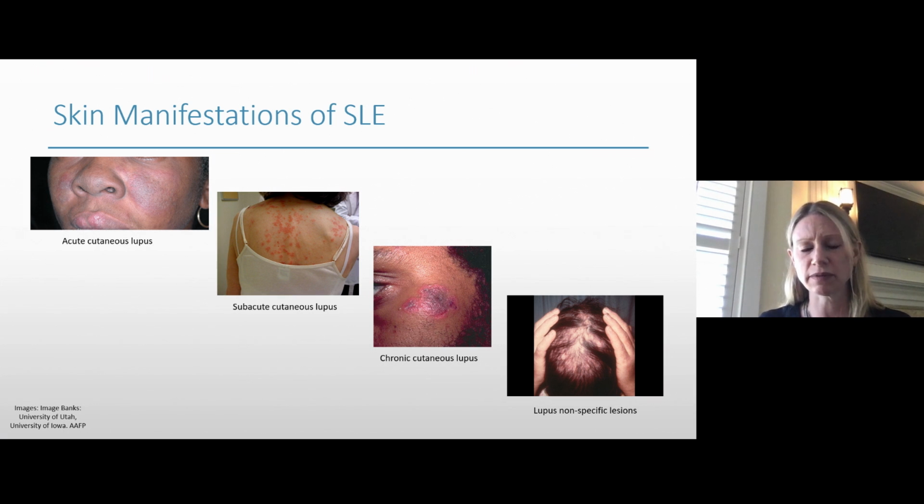So skin manifestations of lupus, we're not going to go through this in great detail, but what we just saw was an example of a malar rash, which is an example of acute cutaneous lupus. There's also subacute cutaneous lupus. This is associated with SSA and SSB antibodies. This is a classic presentation of subacute cutaneous lupus. And then chronic cutaneous lupus, you see over here in the third image, the classic manifestation of chronic cutaneous lupus is discoid lupus, and this is an example of a discoid lupus lesion. These lesions scar, and they usually have an erythematous border. And then lupus can also have non-specific lesions like alopecia, Raynaud's, and vasculitis. And these are called non-specific because they also happen in other disorders.